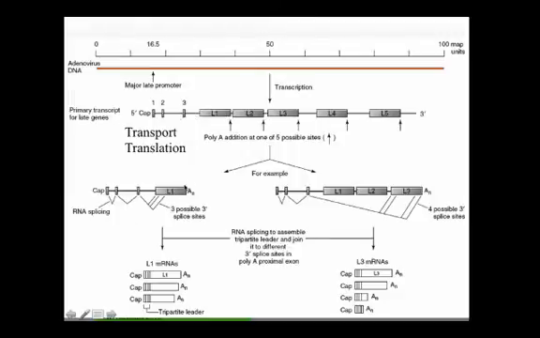Here's just the example of what happens in L1. There are 3 different possible splice sites that can happen here, giving you 3 different RNAs. Most of these give you a different ATG in terms of making a different protein. Same thing happens over here with your L3.